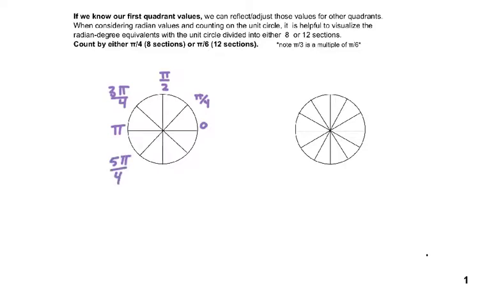5 pi over 4, 6 pi over 4, 6/4, this reduces to 3 pi over 2. And then we have 7 pi over 4. And lastly, right here, we've got 8 pi over 4, and 8/4 is 2, so that reduces to 2 pi, just as we expected. So when I'm labeling my unit circle, I count by my fourths: 1/4, 2/4, 3/4, 4/4, 5/4, 6/4, 7/4, 8/4.